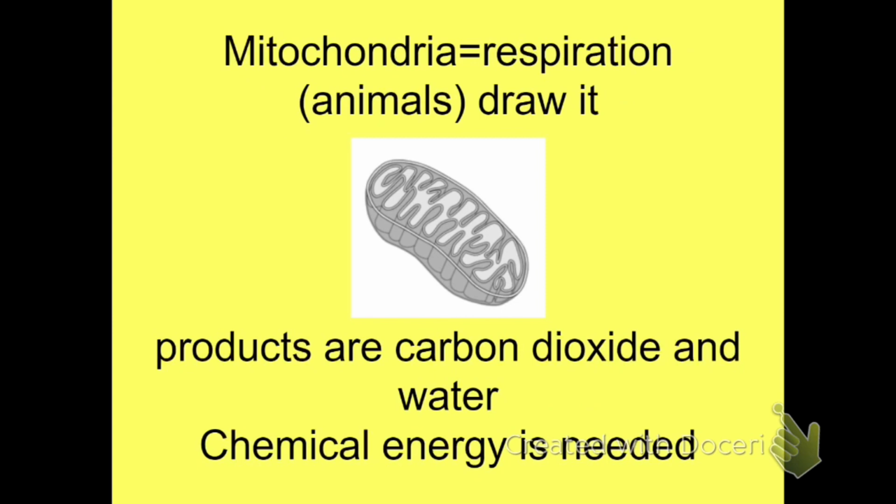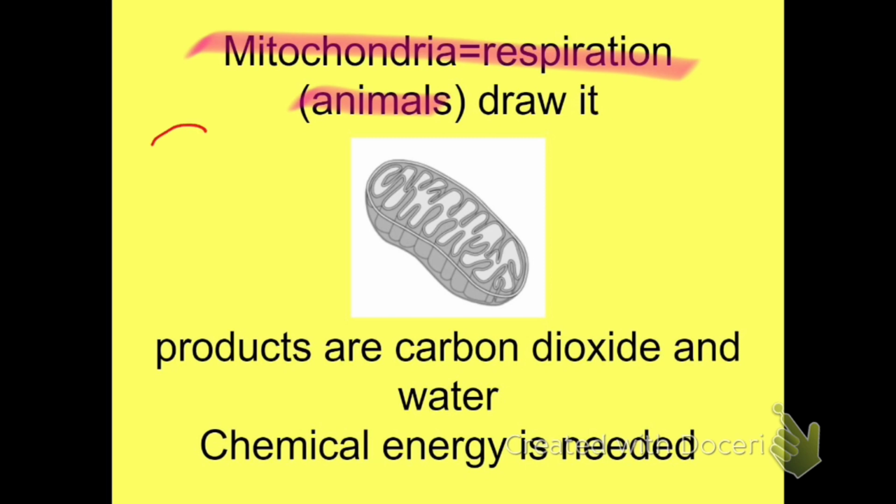Alcoholic fermentation makes beer and wine. Now, you don't even have to do a new heading. I want you to just write kind of across your page really big from left to right. Mitochondria is in respiration, animals. And then I want you to draw this.